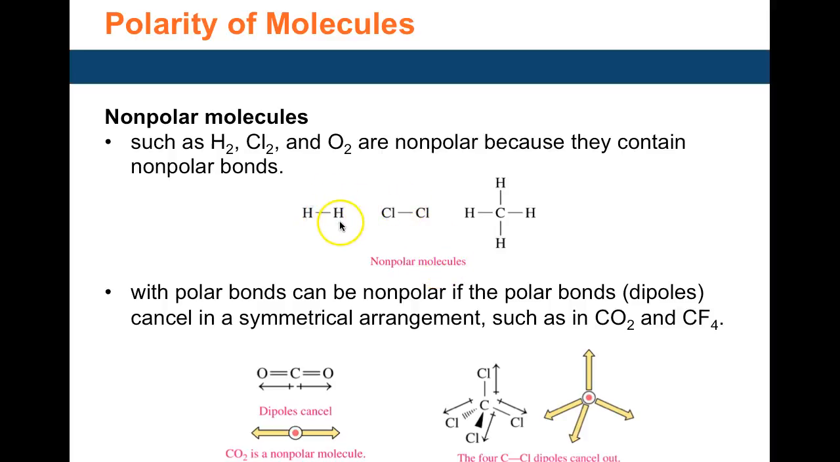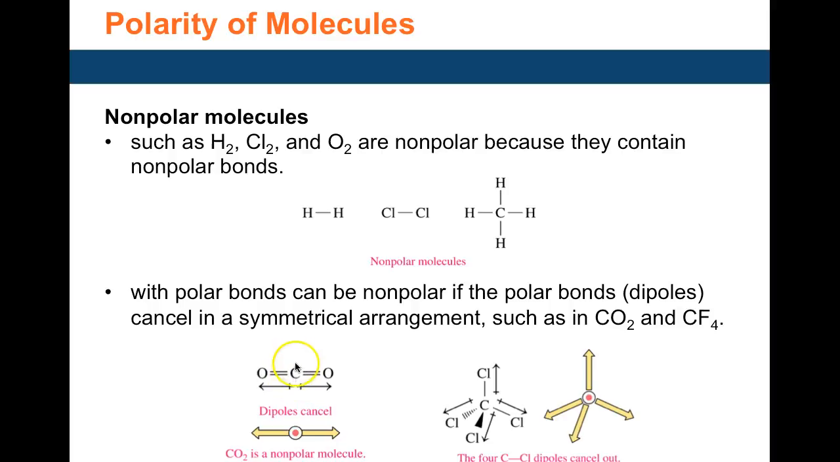So H2, Cl2, F2, methane, their bonds are non-polar to begin with. So the molecule as a whole is going to be non-polar. However, if you take the example of carbon dioxide, carbon dioxide has got two polar bonds. However, the shape is linear according to the VSEPR theory.